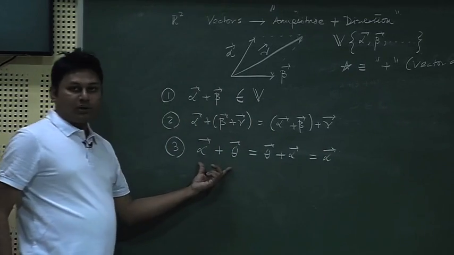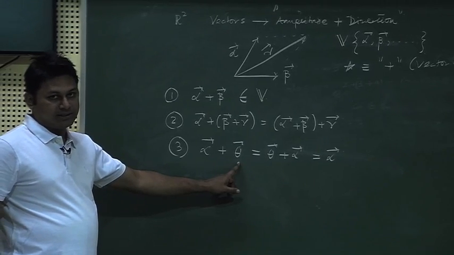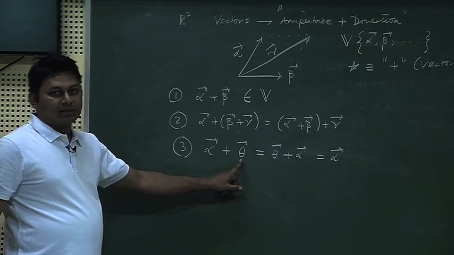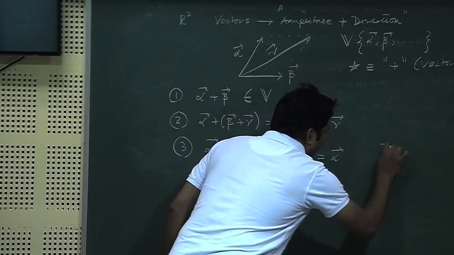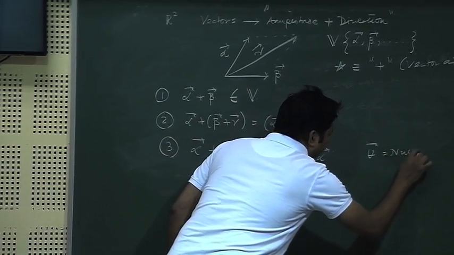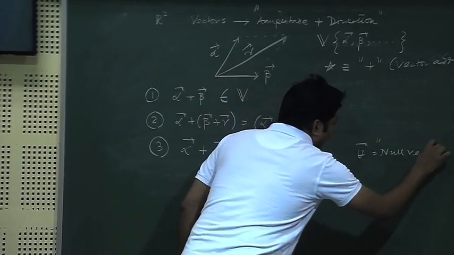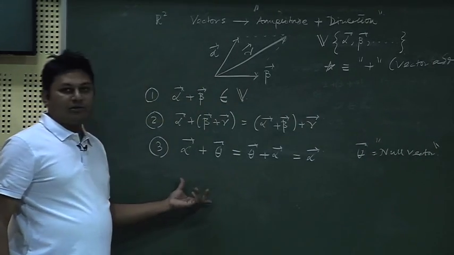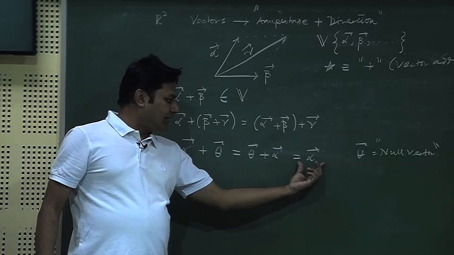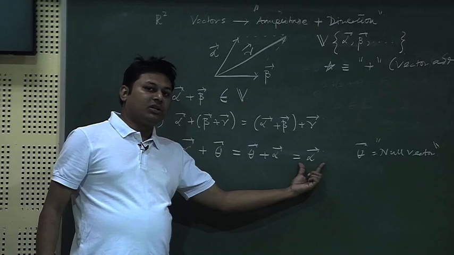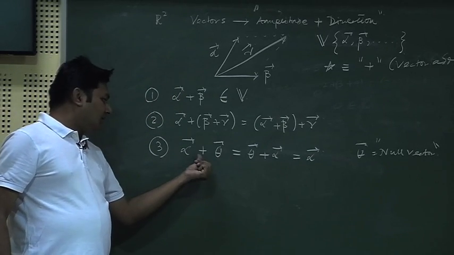Third property, very important. Alpha is a vector; theta is which? What kind of vector is it? It is basically a null vector. We know that there is something called the null vector. Here theta is the null vector. It is a special kind of vector which has zero magnitude. If I add these two things, whatever I get is just the original vector. So that means here the null vector is my identity under this vector addition.